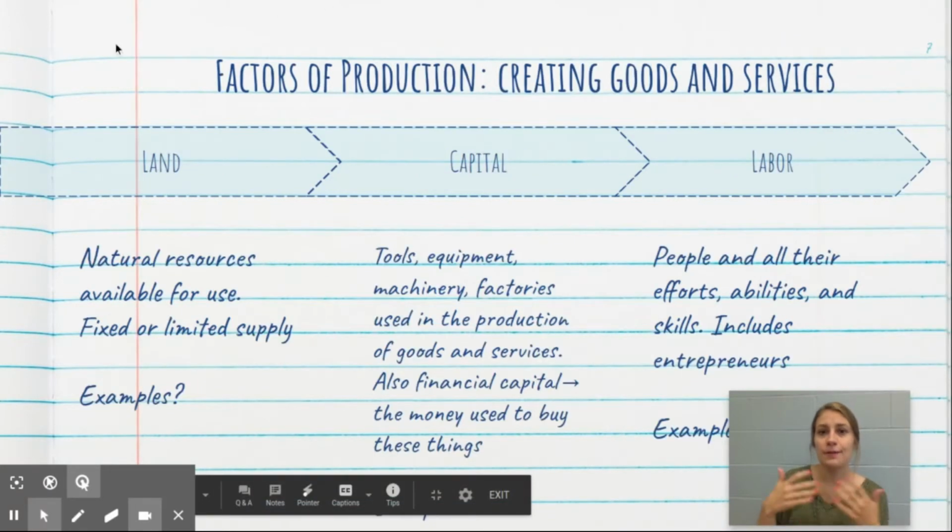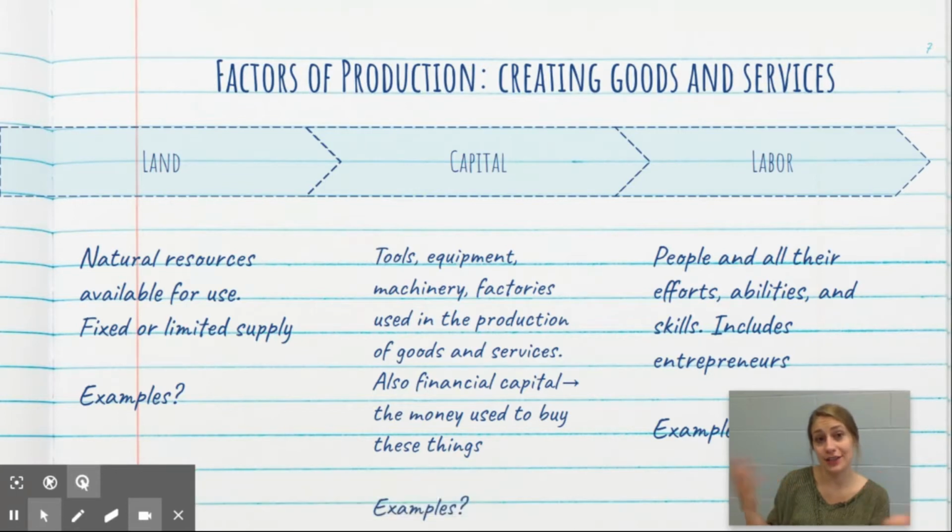So factors of production are the creating of goods and services. There are three factors that go into our production of goods and services, and that is land, capital, and labor. Land is much more than just the floor that we are standing on. It includes natural resources available for use, and this is often fixed or limited. These are your things like oil or coal. These things will run out, or they are running out, or they're very limited in supply.